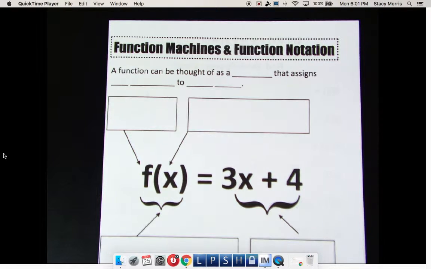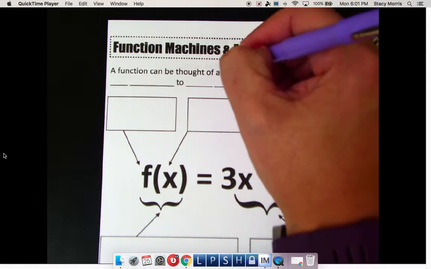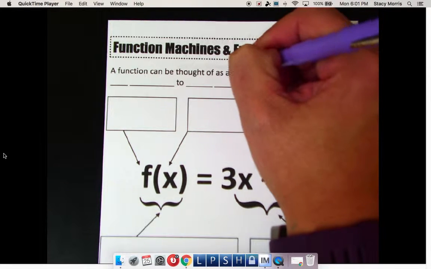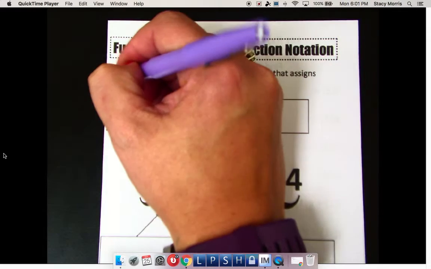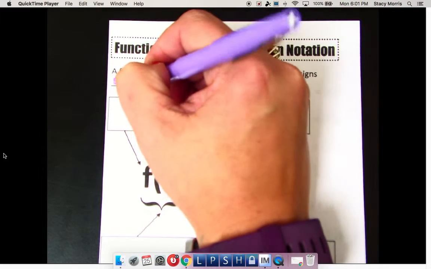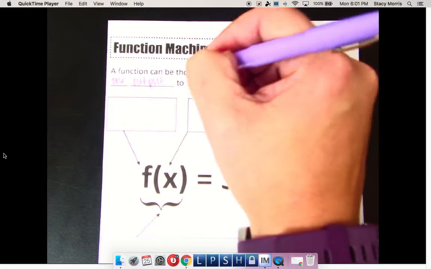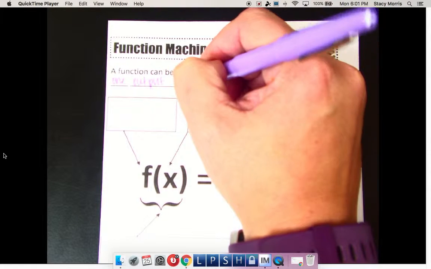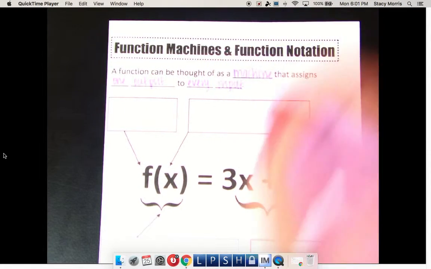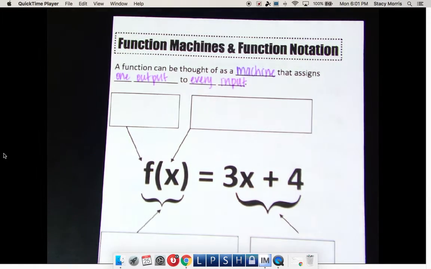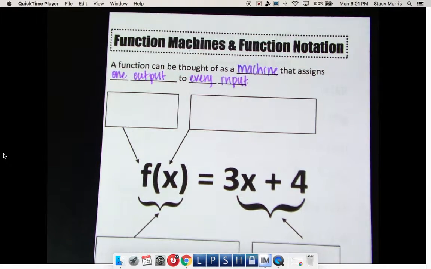A function can be thought of as a machine, like a machine that makes something. A machine that assigns one output to each input, or to every input. Just a reminder from yesterday that the output is always going to be the y, and the input is always going to be the x.